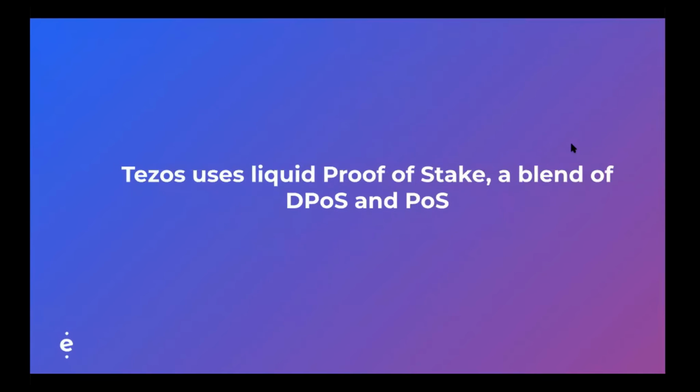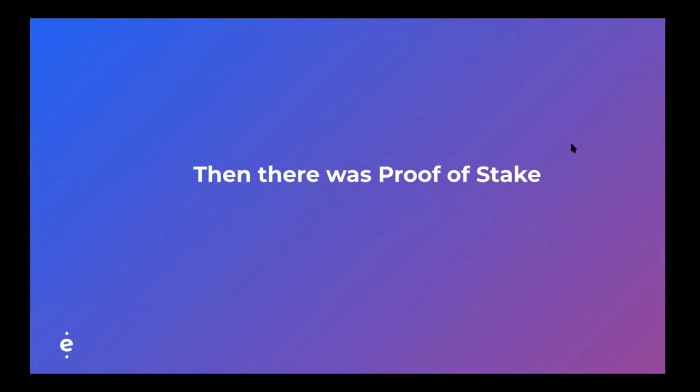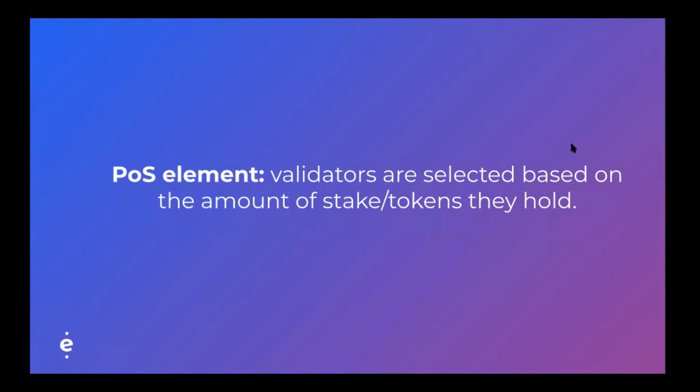It uses a thing called liquid proof of stake. This is getting too much into the details a bit. It's a blend of normal proof of stake and delegated proof of stake, and basically, as I said, validators are selected based on the amount of tokens they have at stake. So the more stake you have, the more risk you're taking, the more likely you are to be chosen to validate transactions and tell everyone that something's happened.